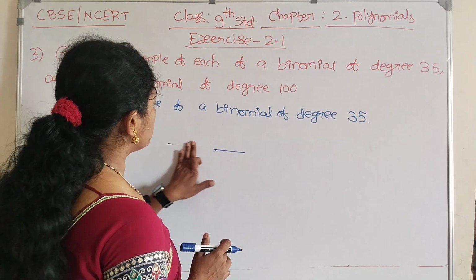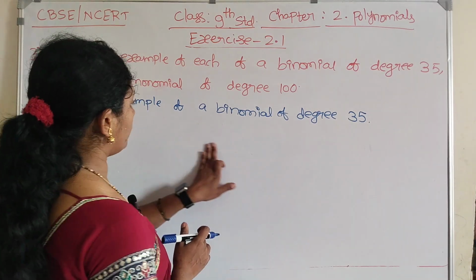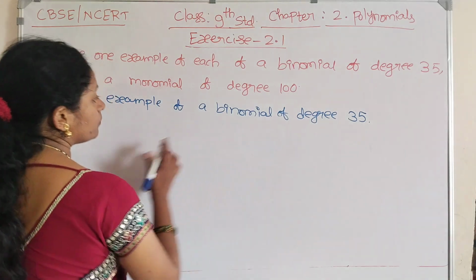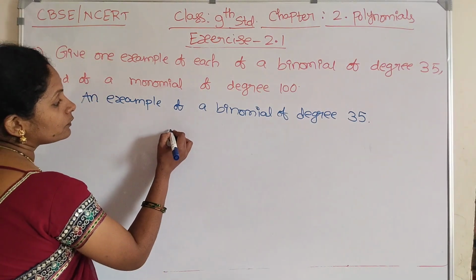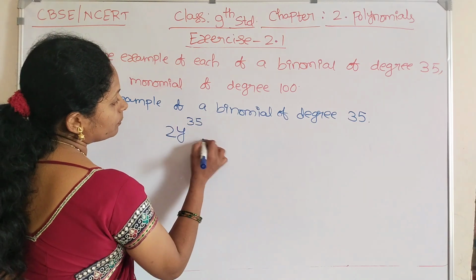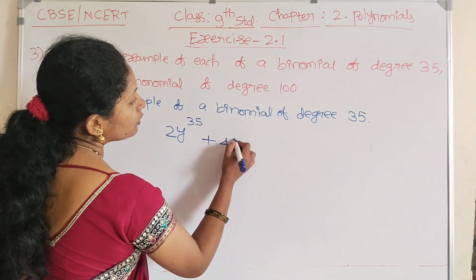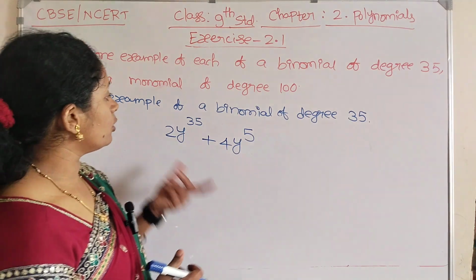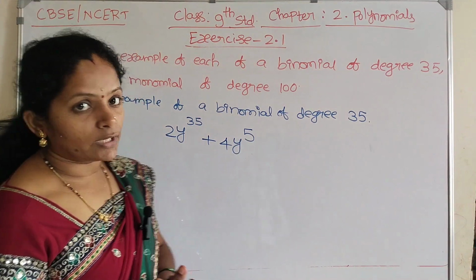And we can use any variable here. It is not compulsory that every time you have to use the x only. You can write a, b. It's according to your wish. Here I am going to take the y. 2y to the power 35 plus 4y power 5. This is the binomial of degree 35.